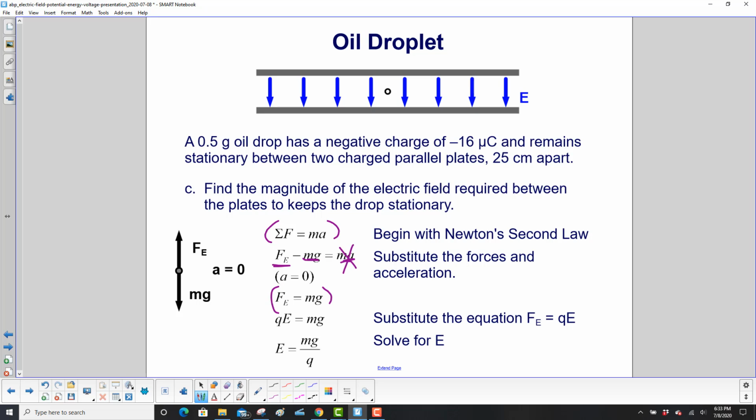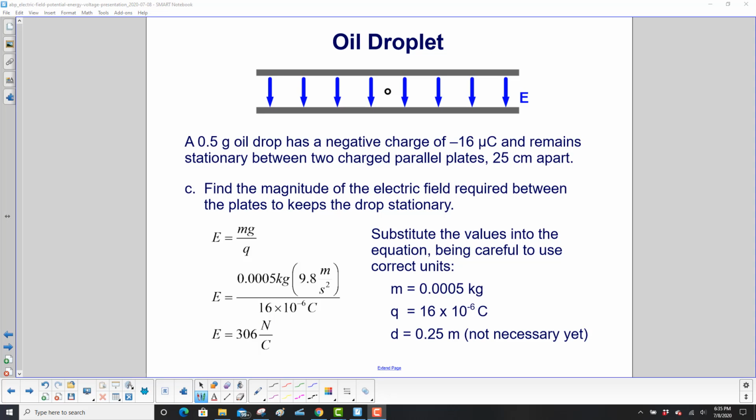Well, F is equal to QE. Right? That's how we define the electric field by this expression. Electric field is force over charge. So I have QE is equal to mg. I'm solving for E. Divide both sides by Q. Now we just need to plug in our values to this equation.